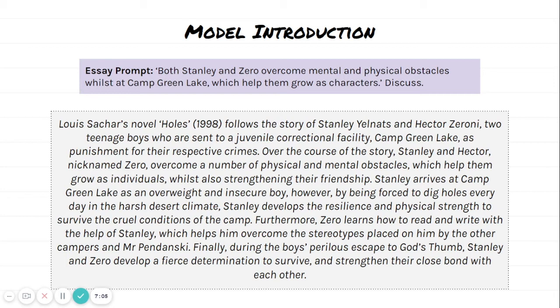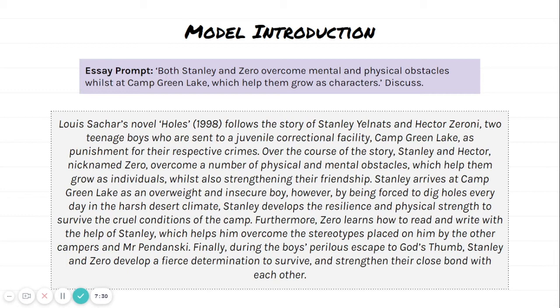Lewis Sachar's novel Holes, 1998, follows the story of Stanley Yelnats and Hector Zeroni, 2 teenage boys who are sent to a juvenile correctional facility, Camp Green Lake, as punishment for their respective crimes. Over the course of the story, Stanley and Hector, nicknamed Zero, overcome a number of physical and mental obstacles which help them grow as individuals, whilst also strengthening their friendship.